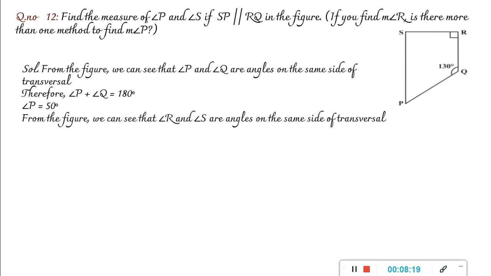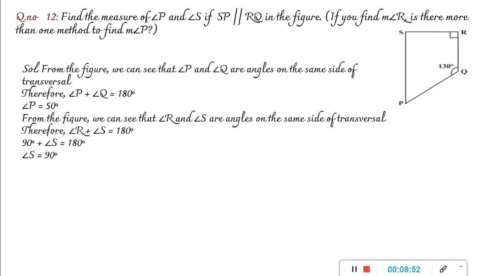Now we can find the value of angle S. So here we can see that angle R and angle S are angles on the same side of the transversal. Angle R is already given as 90 degree. So angle R plus angle S is equal to 180 degree. So 90 plus angle S is equal to 180. So angle S will be 180 minus 90, that is equal to 90 degree. Okay, so here we got angle P 50 degree and angle S 90 degree.